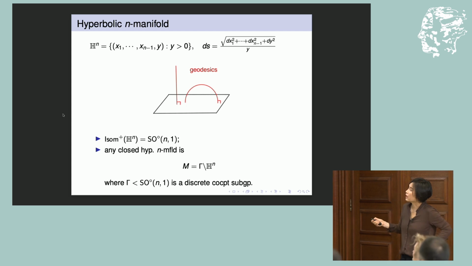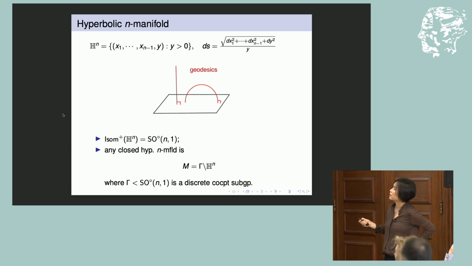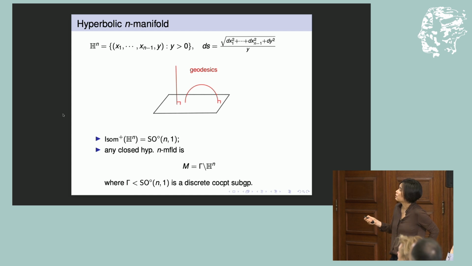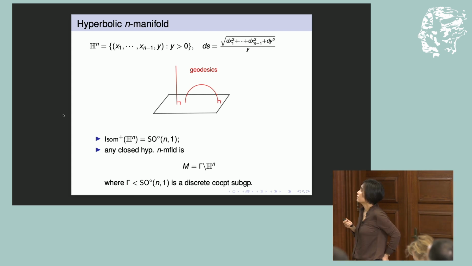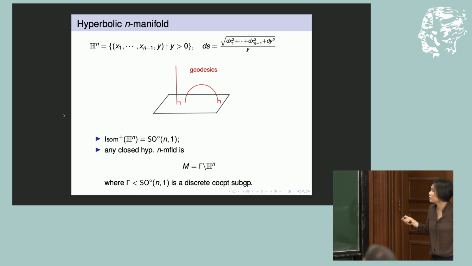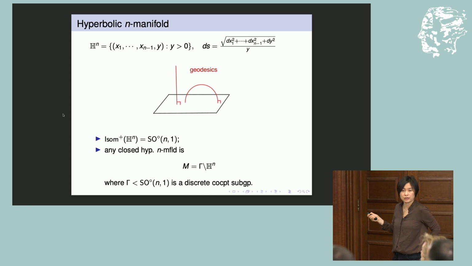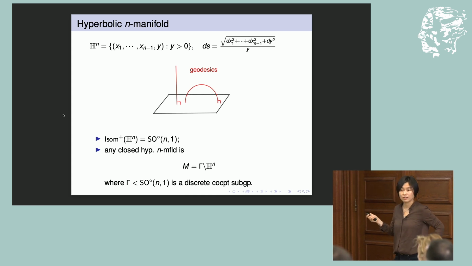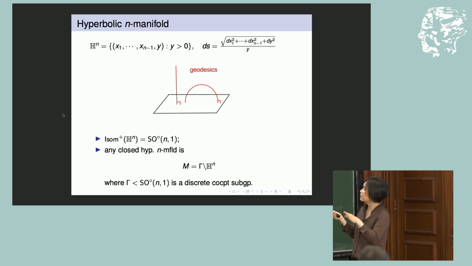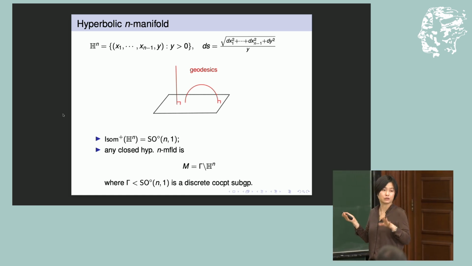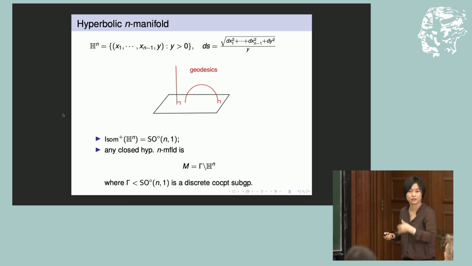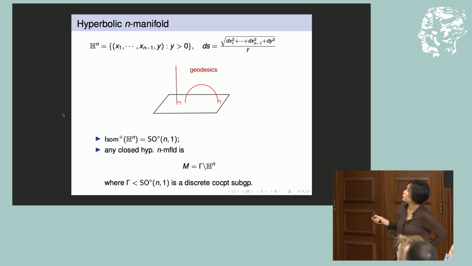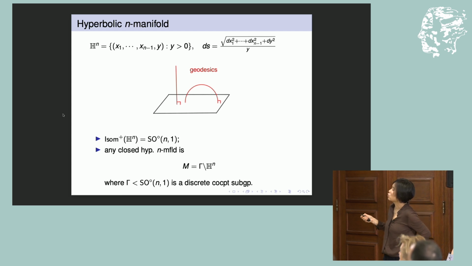And again, Hn is almost a group in the sense that the isometry group of Hn is the orthogonal group of signature n, 1. So you might wonder, because I said previously that the isometry group of H2 is PSL2R, and now I'm saying the isometry group of H2 is SO2,1. But indeed, SO2,1 is isomorphic to PSL2R. So what I'm saying here is consistent with our previous statement. And any closed hyperbolic n-manifold is a quotient of Hn by a discrete co-compact subgroup, as before.